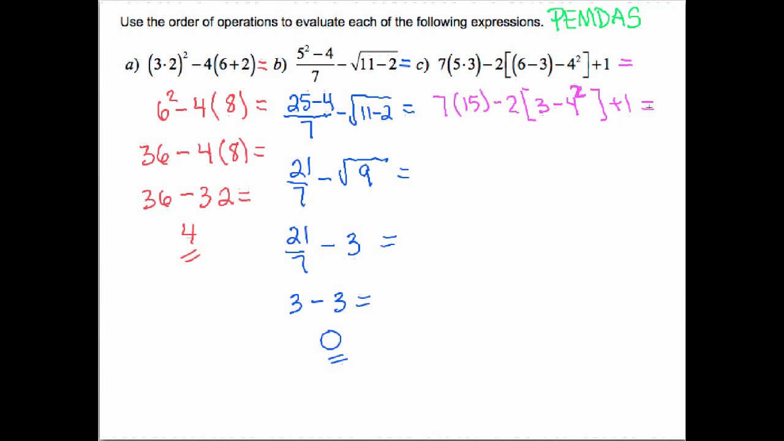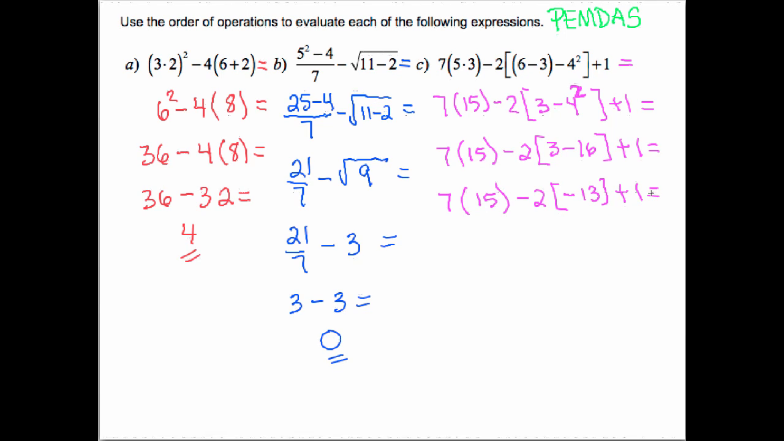Now I'll go ahead and apply the exponents next. So I have 7 times 15, minus 2 times, 4 squared is 16, so I have 3 minus 16, plus 1. And I still have parentheses to work with, so I'll go ahead and continue to work with them. We have 7 times 15, minus 2 times, and we have 3 minus 16, which is negative 13, plus 1.